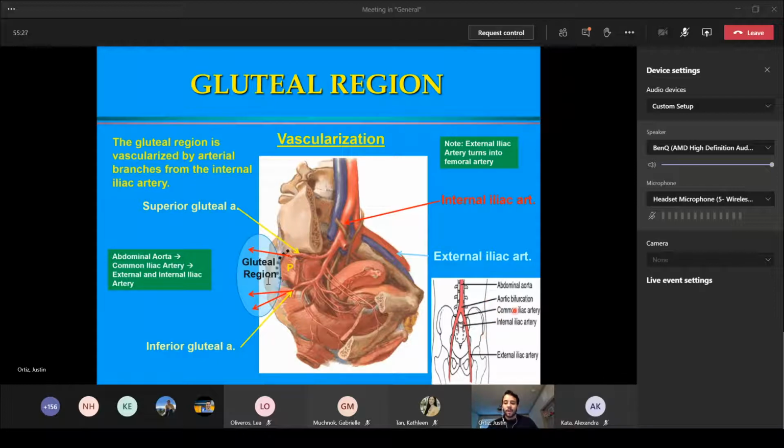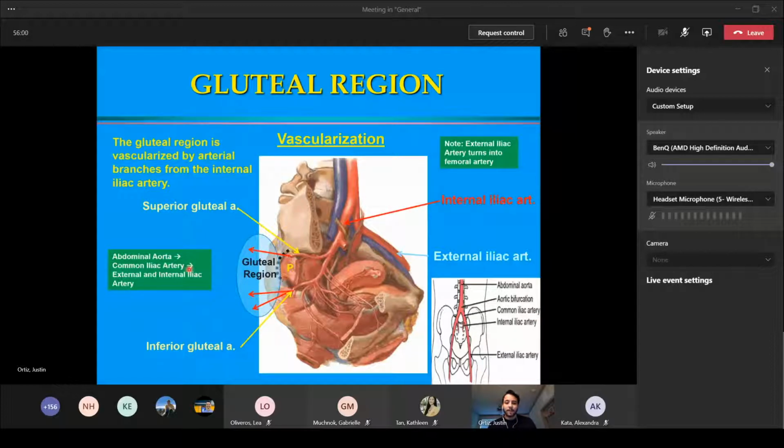It's important to note that the external iliac just turns into the femoral artery. Remember how we talked about the subclavian artery turning into the axillary artery and then the brachial artery? It's the same structure, they just name it differently as it goes along. It's the same with the external iliac. The external iliac turns into the femoral artery, which will eventually turn into the popliteal artery, and then go on down into the leg when we talk about that. So it's just naming something differently as it goes down the body. That's important to note.